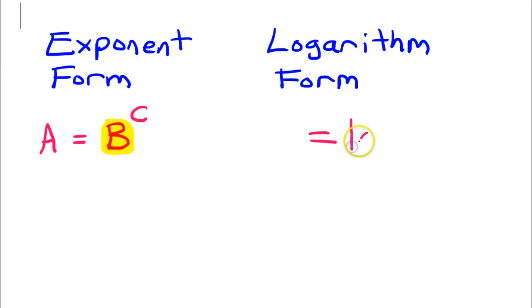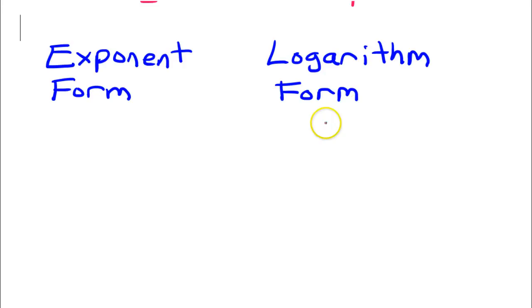So in logarithm form, you write your log, and then that base goes here. See how it's hanging low? It is a subscript. So log base b. Now the a and the c are basically going to switch places. So the c is going to come over here, and the a is going to come over here. So exponent form, log form. All right, you need to be able to go in the other direction too.